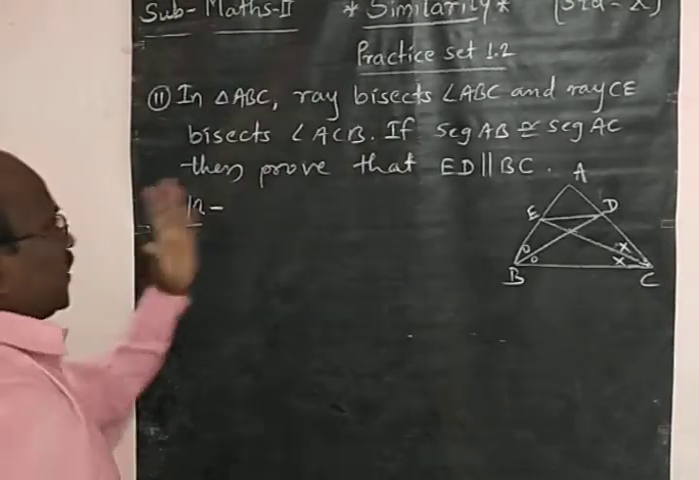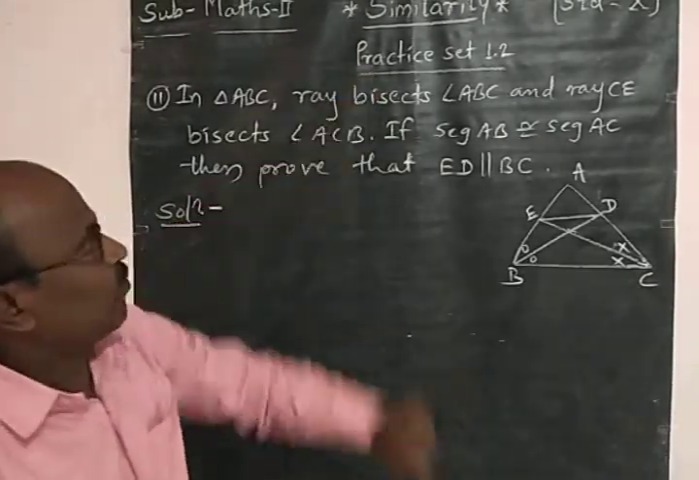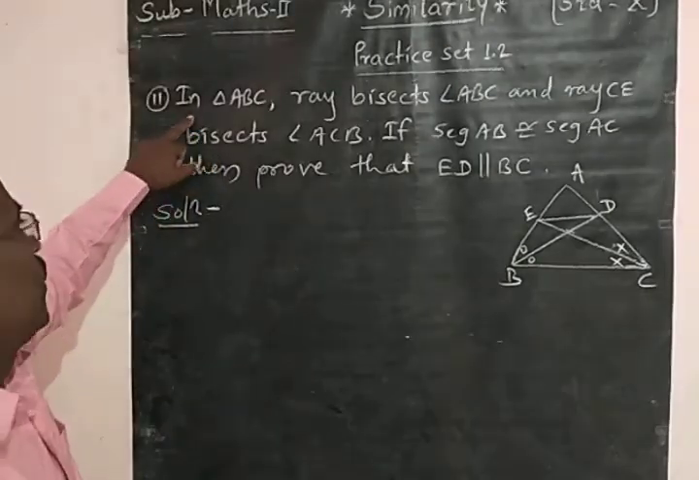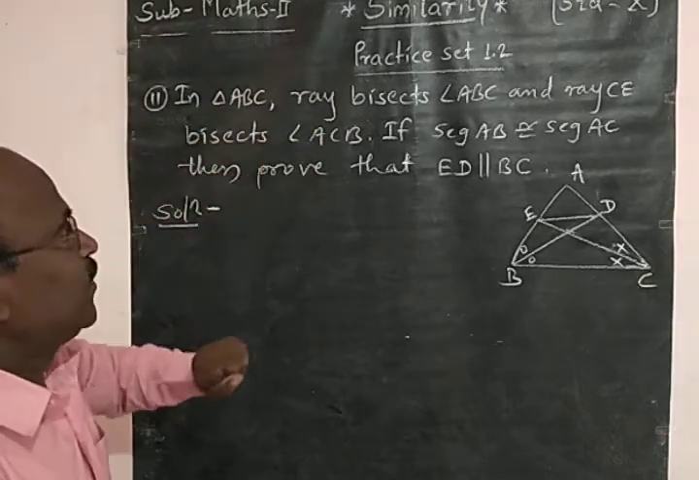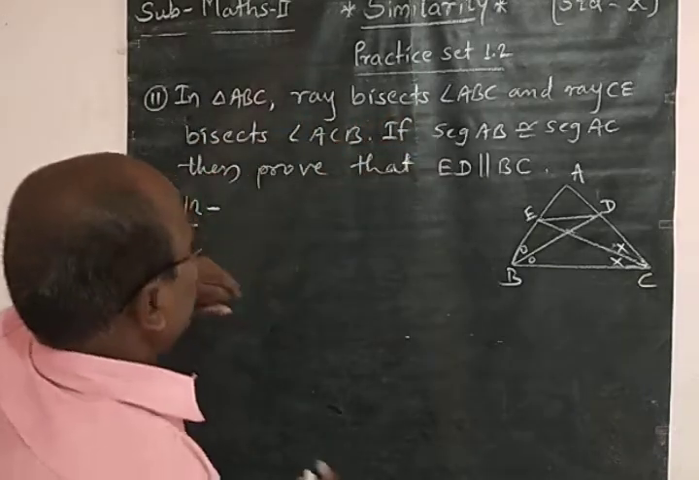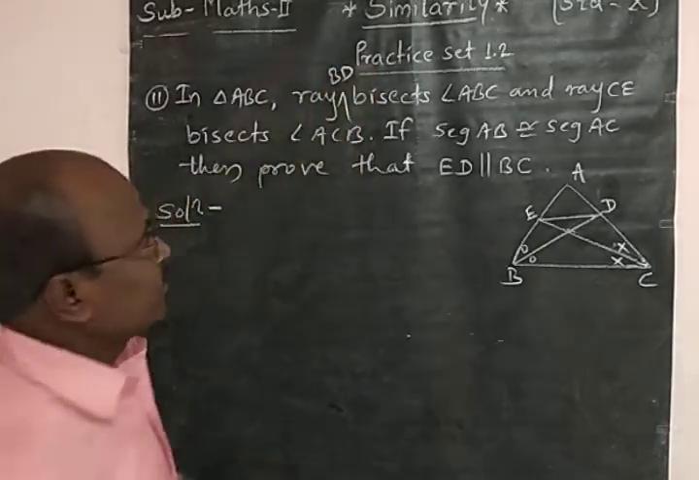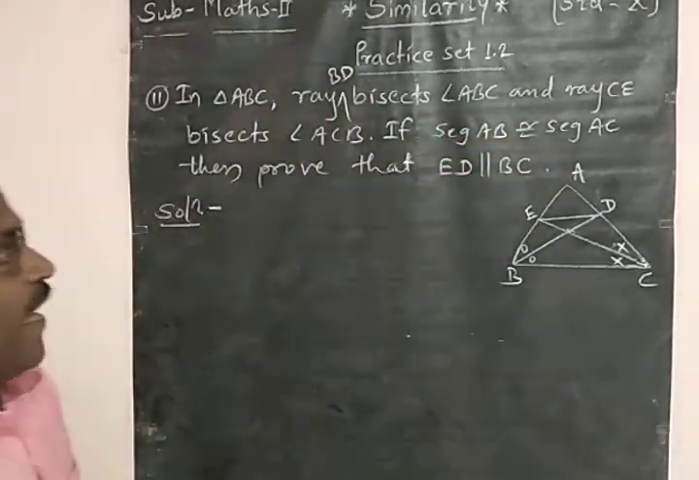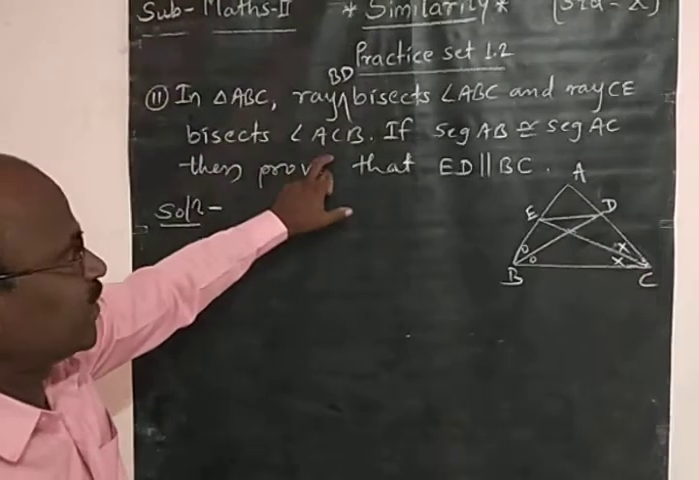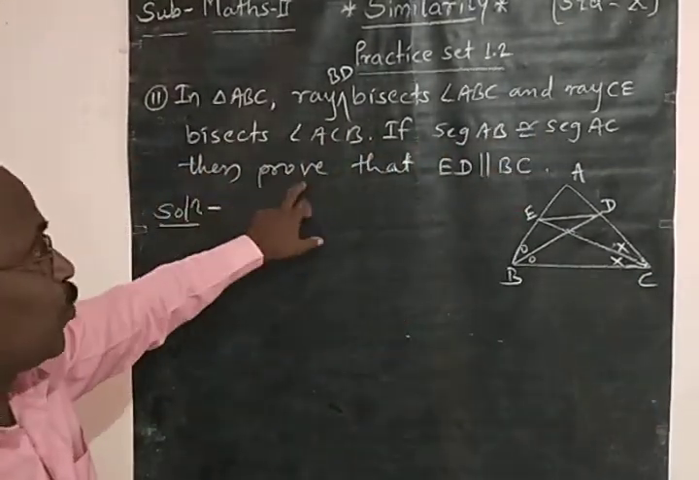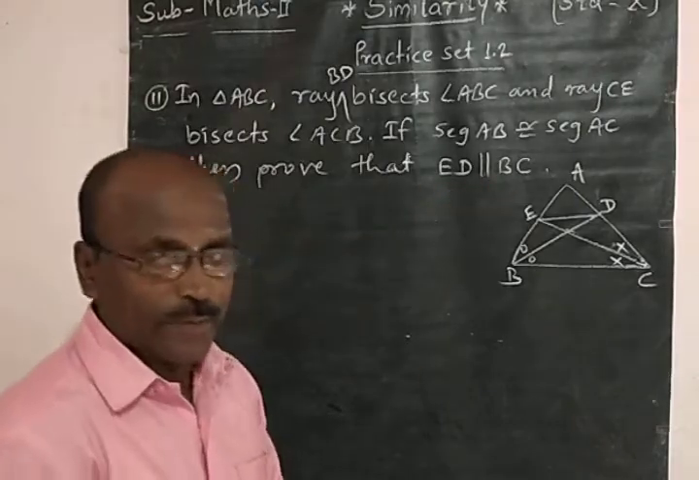Now we have to study one example from the practice set 1.2, that is the last one, the 11th example. In triangle ABC, ray BD bisects angle ABC and ray EC bisects angle ACB. If segment AB is congruent to segment AC, then prove that ED is parallel to BC.